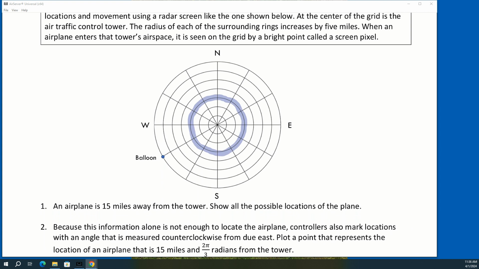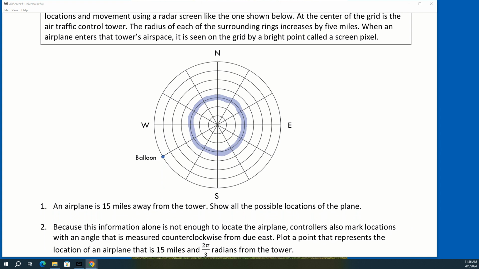All right, so number two, because this information alone is not enough to locate the airplane, controllers also mark locations with an angle that is measured counterclockwise from due east. Plot a point that represents the location of an airplane that is 15 miles and 2 pi over 3 radians from the tower. All right, so we already know 15 miles is that third circle.